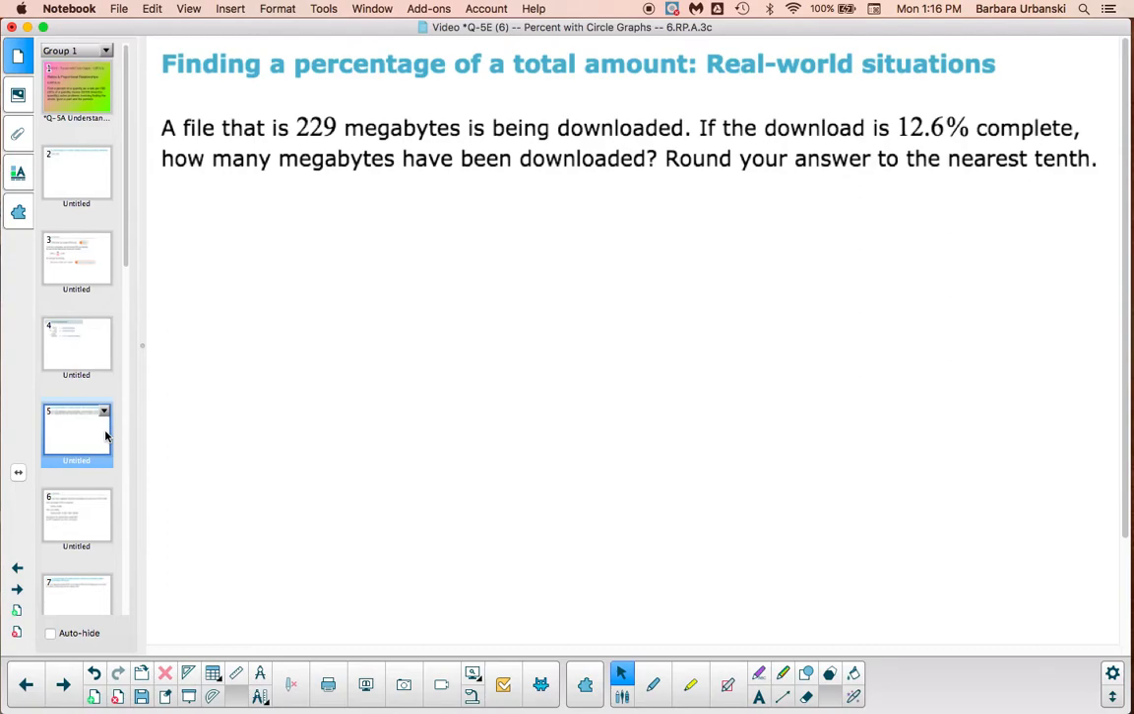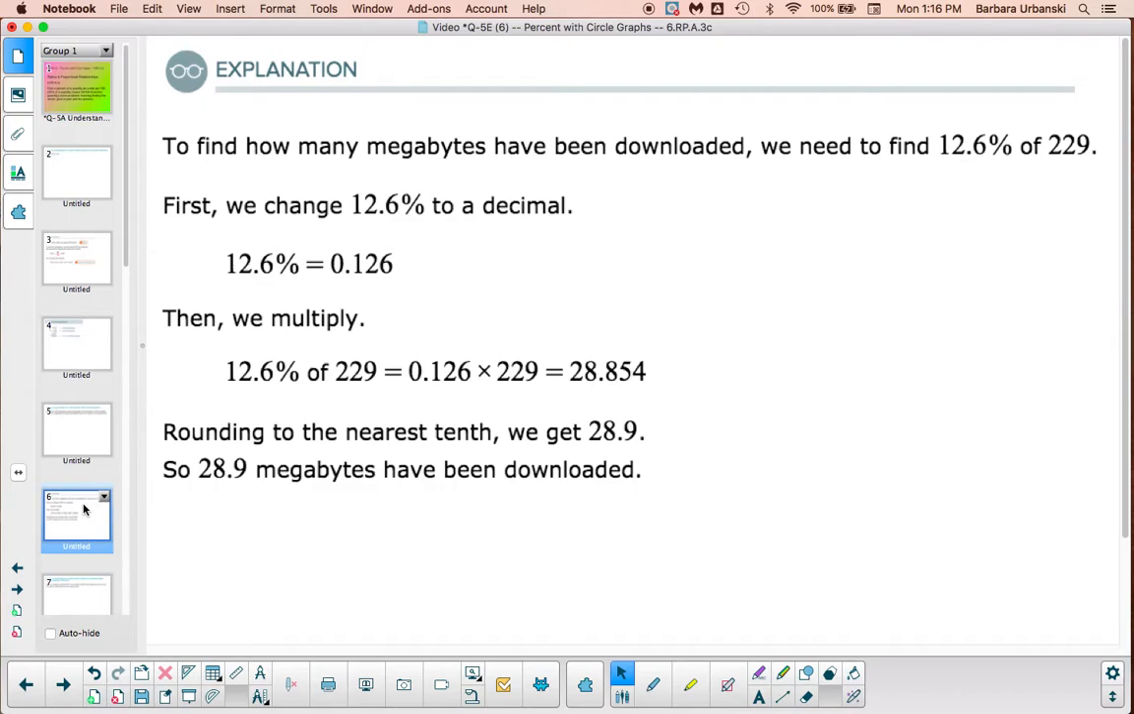So 229 megabytes, and they want to know what 12.6% of the 229 is. Of means multiply in math. So again, you've got your 12.6%. You convert it to a decimal by moving the decimal 2 places to the left. We know this because percent means per or divided by 100. 100 is 10 to the second power. If we are dividing this number, 12.6, by 100 or 10 to the second power, it's getting smaller by 2 place values. Then you can multiply and you're ending up with a product of 28.854.